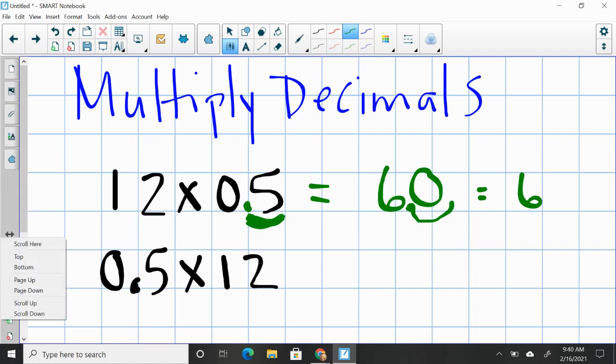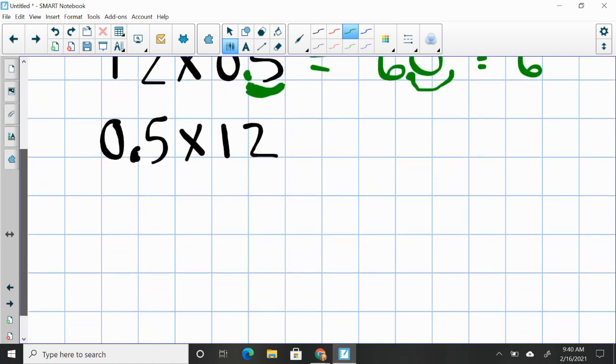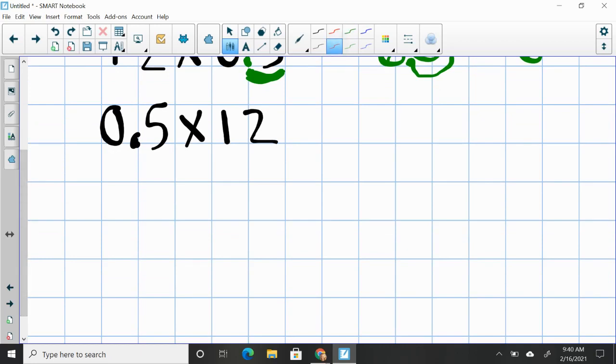Let's talk about another type. And this is when we multiply a decimal times a decimal. So I'm going to say 5/10 times 7/10. Okay. 5/10 times 7/10. Now, this is like saying half of 7/10.